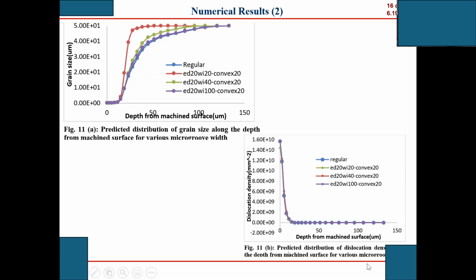And then we predict the dislocation density for this tool. This is one microgroove tool. This is another microgroove tool, and this is the third microgroove tool. We can see the results are very, very close for these three tools, and also for the regular tool.